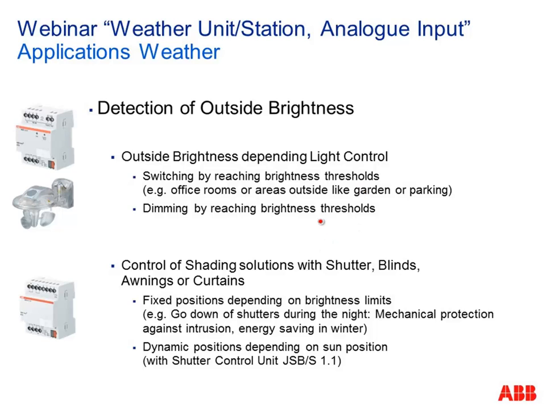Of course, with a brightness sensor, you can control also any shutter blind solutions, any awnings or curtains can be operated. So depending on a brightness limit, you would like to operate your shutter blinds. You can run into a fixed position, but it is also possible with our shutter control unit to have a dynamic situation, meaning depending on the sun position, the blinds will be run into defined positions and also the lamellas will be positioned. All these things are possible, and for this application you need the measurement of the outside brightness.